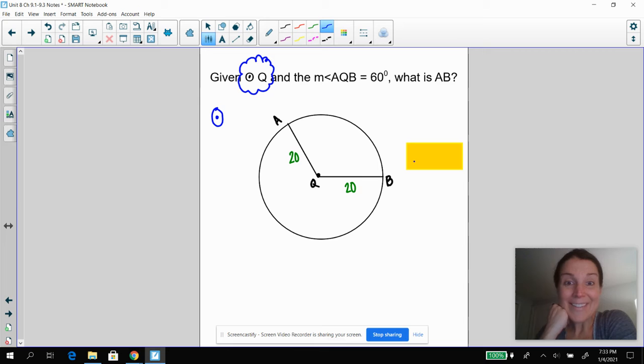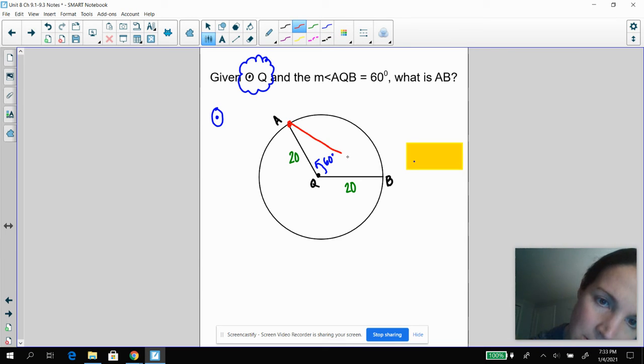All right, we're back. So the measurement of this angle is 60 degrees, and we are interested in this line segment. So what nice little shape do I have here? A triangle, exactly. But even more importantly, what kind of triangle is it? It's an isosceles triangle, right? So I know the two sides are congruent to each other. These are the radii. So if I know sides are congruent, I know the base angles are congruent.